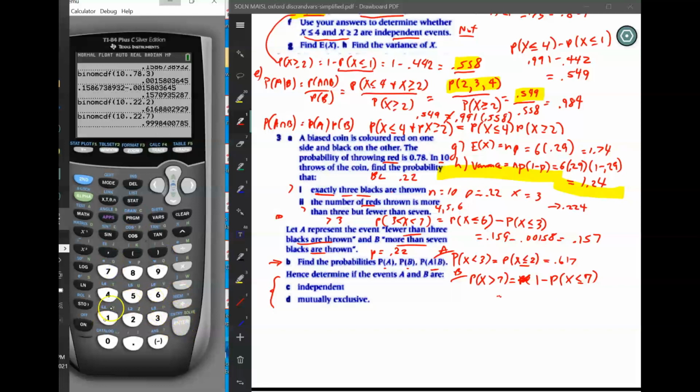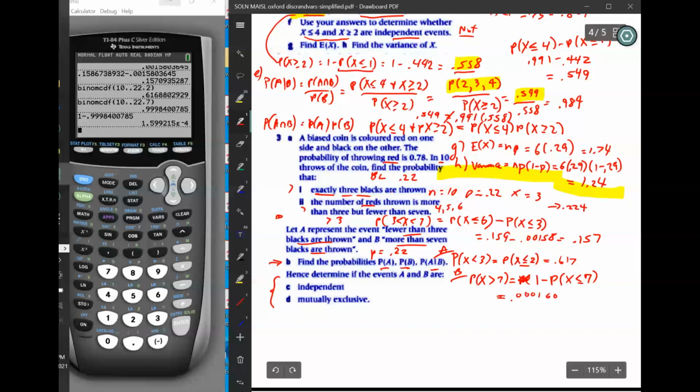That's 0.99984, okay, and then 1 minus, we'll subtract out that. It's going to be something really small. It'll be 0.000160, or 1.599 times 10 to the negative 4th. Okay, so we have our A and B.